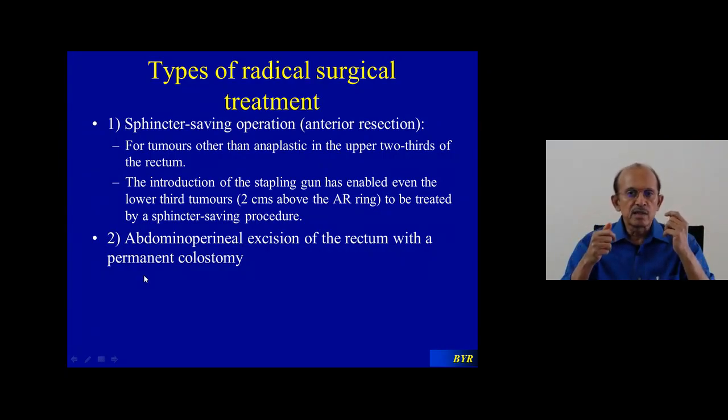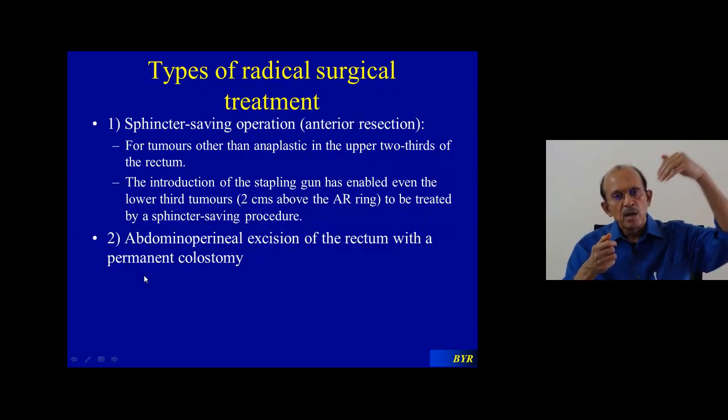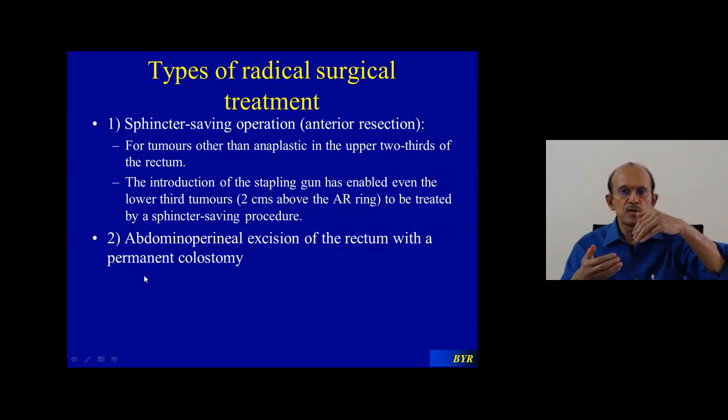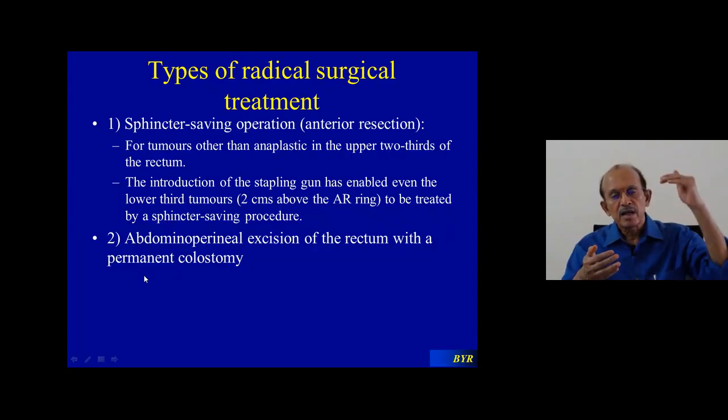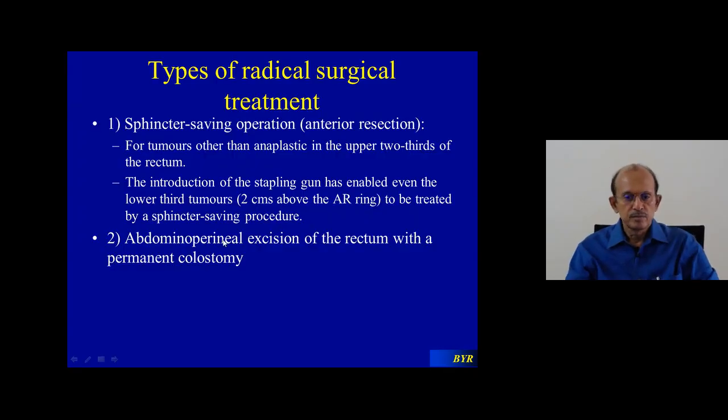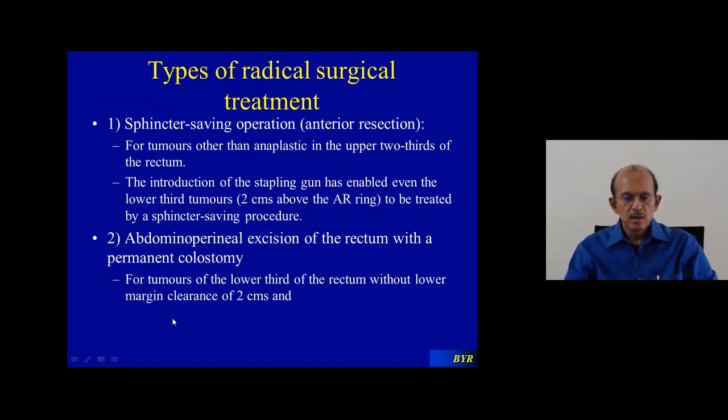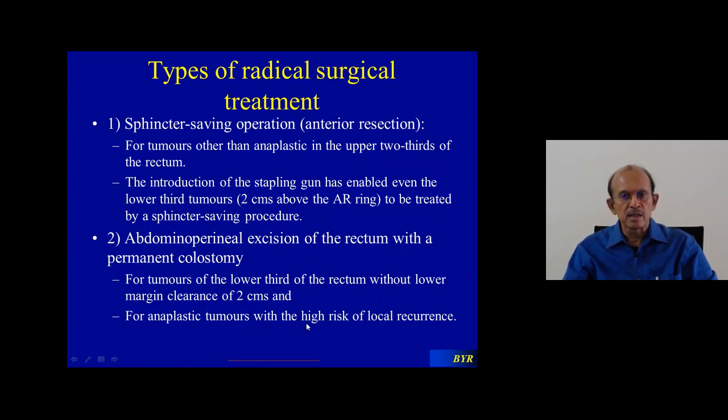So the surgeon is performing surgery by 2 approaches, abdominal approach and later perineal approach. So this operation is called the abdominoperineal resection of anorectum. So for this, ultimately the patient will be landing with permanent colostomy. So this is done for lower third tumors of rectum without lower margin clearance of 2 centimeters. And of course for all anaplastic tumors, because there is high chance of local recurrence in those tumors. Wherever the tumor is there, you do resection of rectum and anal canal.